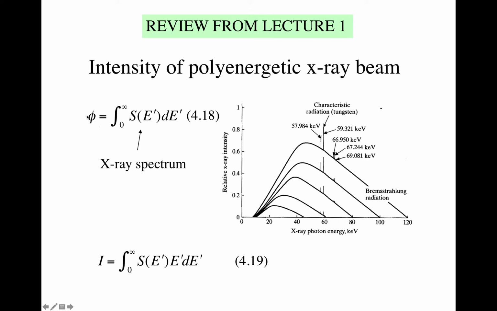So the flux is the integration of this function S(E), which is the density, over the energy spectrum. And then the intensity is like the amount of energy coming out, what would cause a flash in the target. You multiply by energy to get that. So it's this integral.